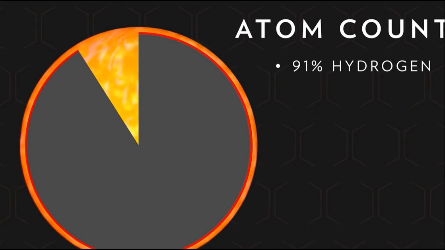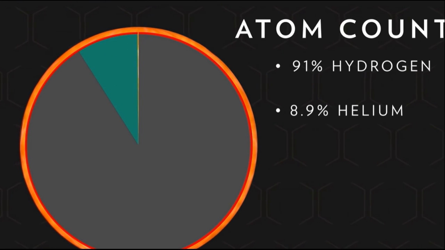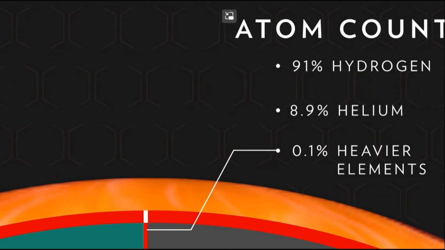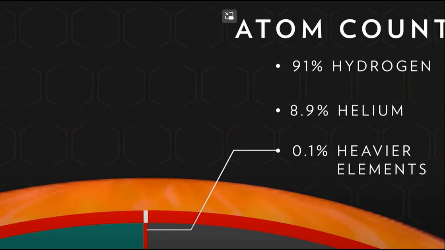The Sun is a population 1 star with 1.4% metallicity. This means about 1.4% of the Sun's mass is comprised of heavier metals.